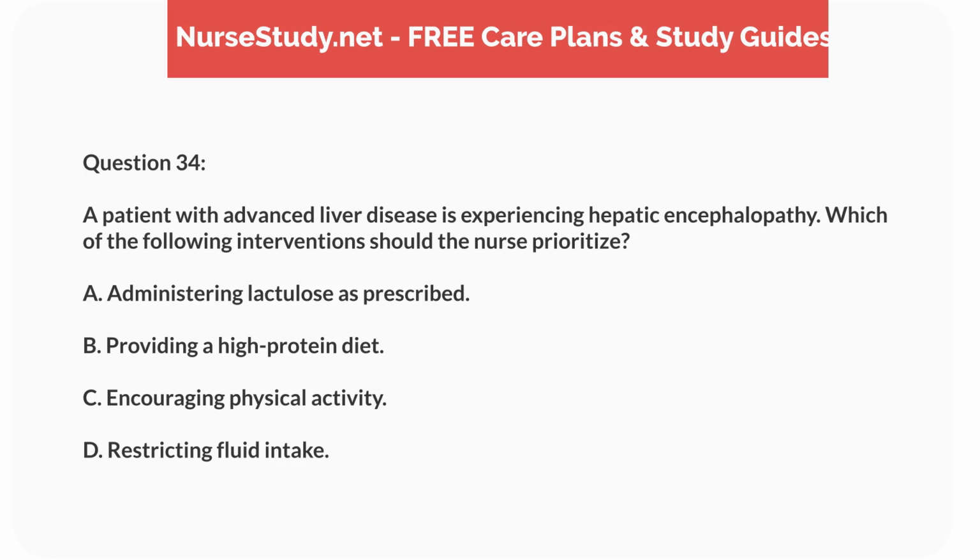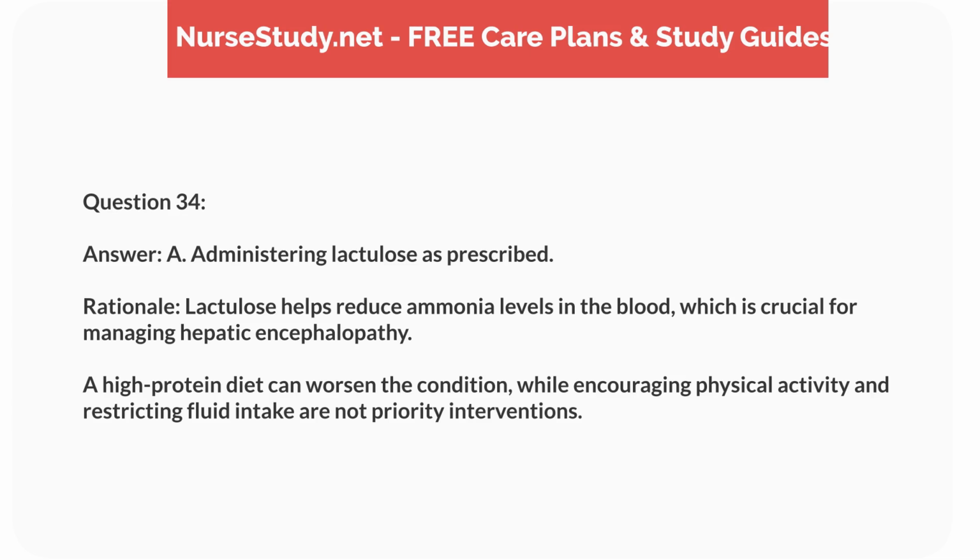Question 34. A patient with advanced liver disease is experiencing hepatic encephalopathy. Which of the following interventions should the nurse prioritize? A. Administering lactulose as prescribed. B. Providing a high-protein diet. C. Encouraging physical activity. D. Restricting fluid intake. Answer: A.